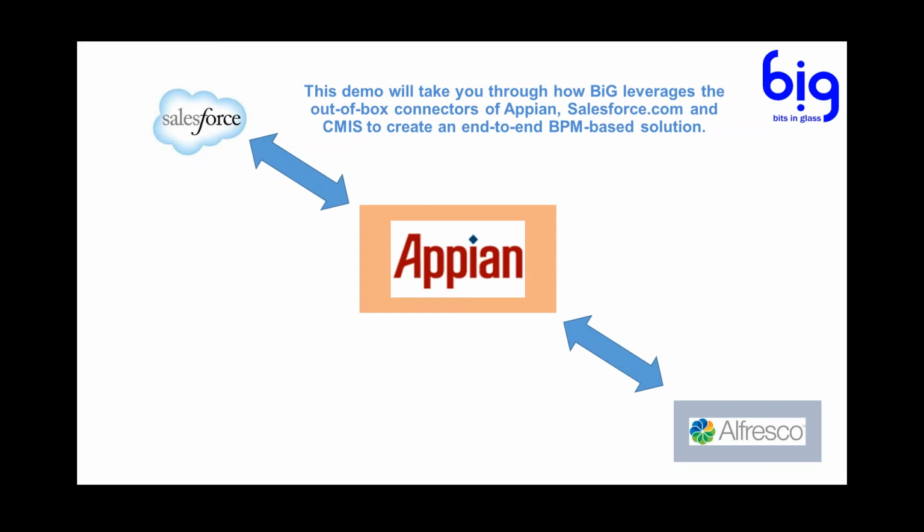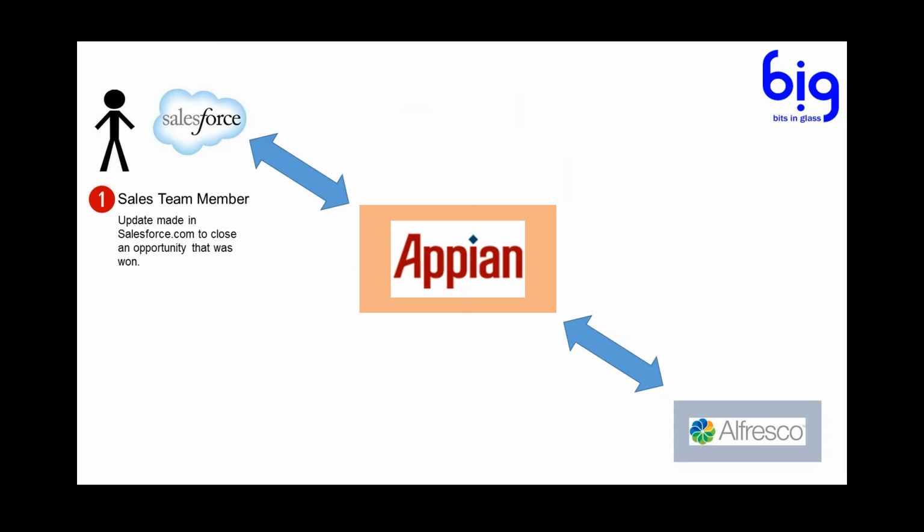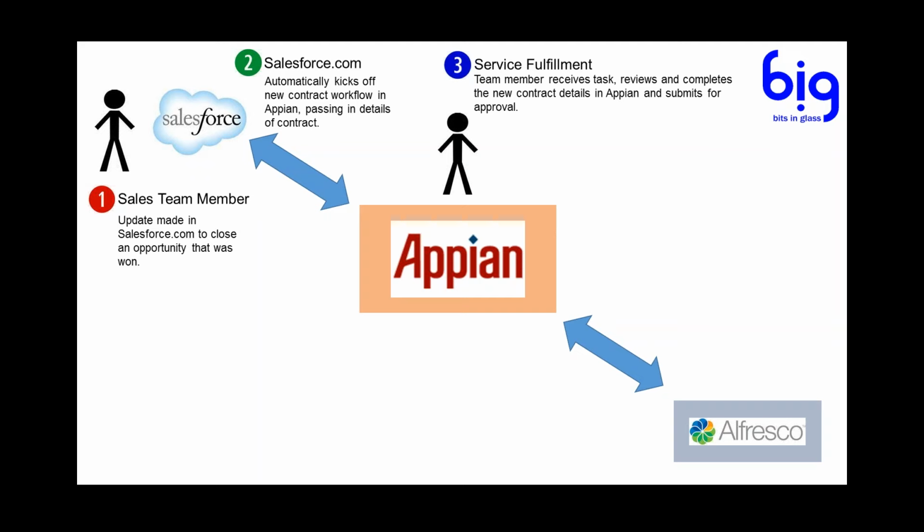So just quickly to walk you through the steps. A sales team member is working inside of Salesforce. They get to the point in their selling process where they close the business. Once the business is closed, Salesforce has a trigger which kicks off a new workflow process in Appian. Some basic information from Salesforce is passed in, just an identifier to link Appian back to Salesforce. Past that, the Appian process goes back and queries Salesforce using the standard Appian connectors. Next, a service fulfillment team member who's logged into Appian gets a new task: to review the potential contract and ensure that there's actually capacity to fulfill it before it's signed off.